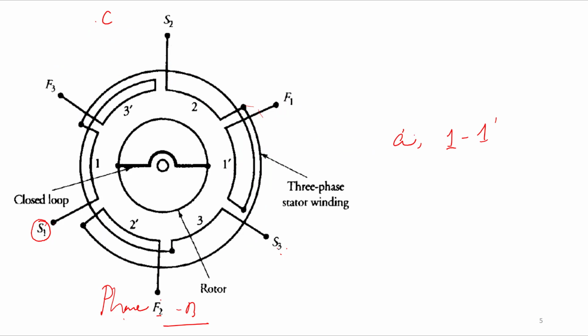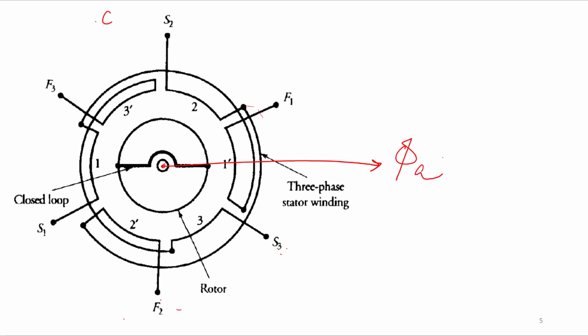Now we can see the MMF axis or flux directions. Let us say the flux is marked for phase A like this. I can mark the flux from 1 to 1 dash. Let us say this is your phi A, right? Or you can say phi 1, it is better to write phi 1, concerning phase A. And similarly, phi 2 will be in the direction from 2 to 2 dash, so it will be phi 2, right? And similarly phi 3 will be in this direction, it is phi 3.